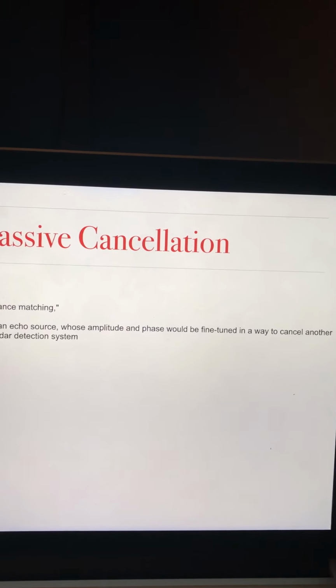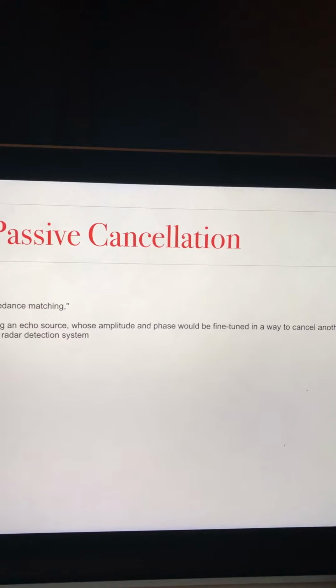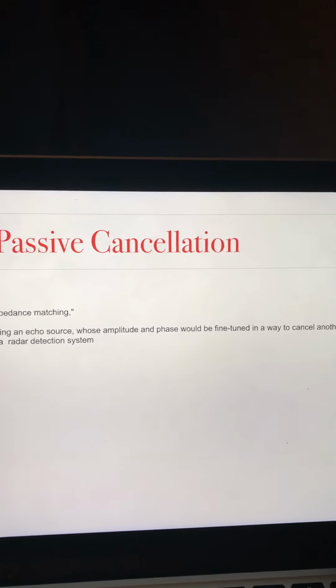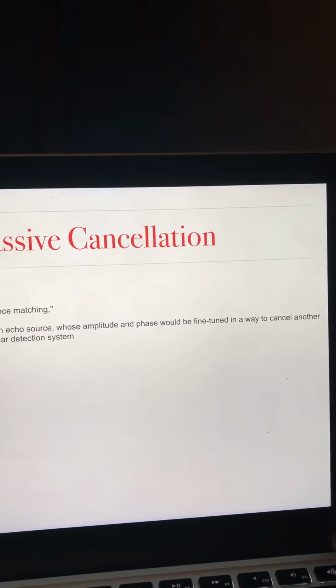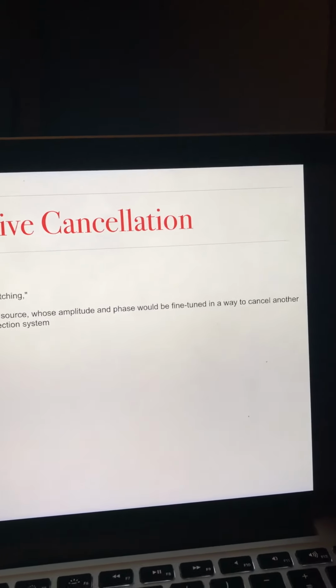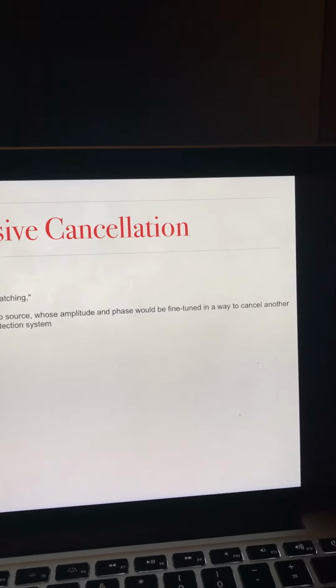It's based on the idea of creating an echo source whose amplitude and phase would be fine-tuned in a way to cancel another echo coming from the radar detection system. This process tends to be easily achievable for simple objects. However, it gets increasingly complex for purposes like an aircraft, in this case the B-2 Spirit.